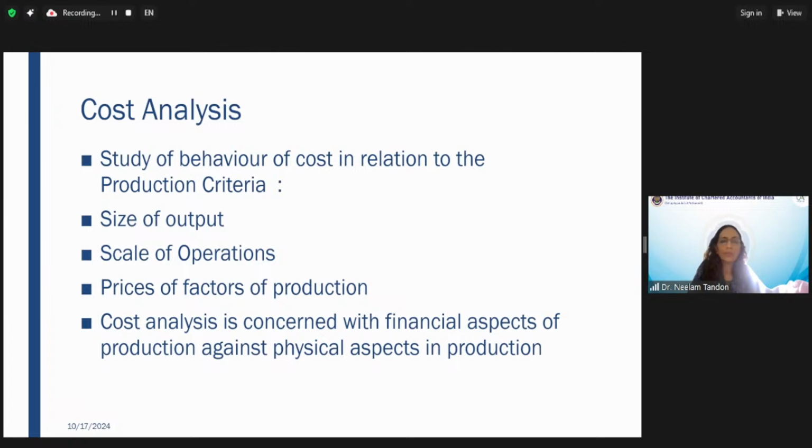So scale of operations is, with the scale of operations, जितना ज़्यादा हम अपना operational area wide करते जा रहे हैं, उसके हिसाब से cost बढ़ रही है या constant है या change हो रही है. So that is again scale of operations which you have to see.